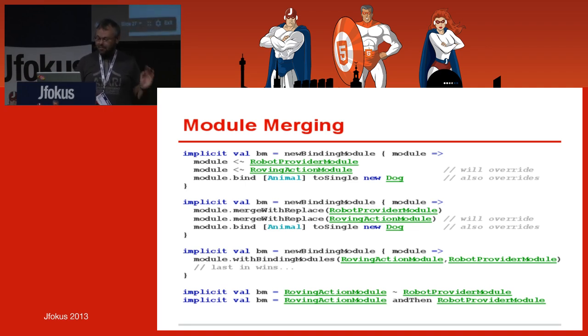So you can merge in a bunch of modules and then you can start your own bindings. There's also an on-the-fly form. And this is based on the parser combinator thing. The tilde just means followed by or and then. And again, there's an and then alias to this. If you want to spell it out, you basically say my binding module is the roving action module and then the robot provider module.